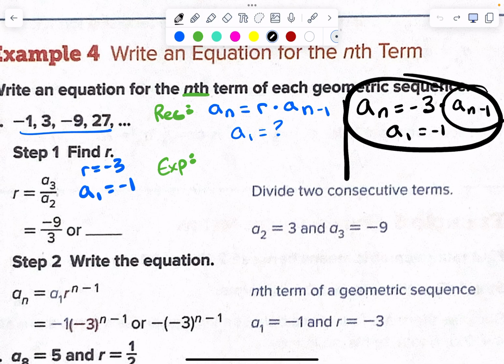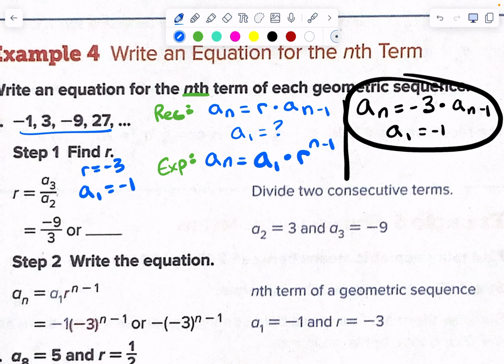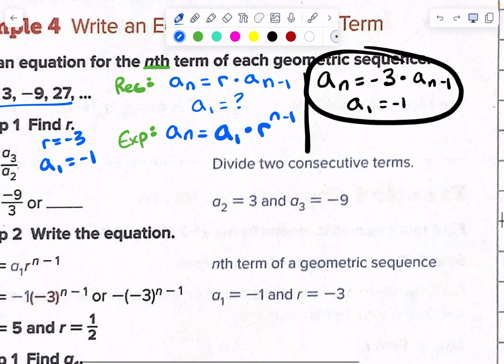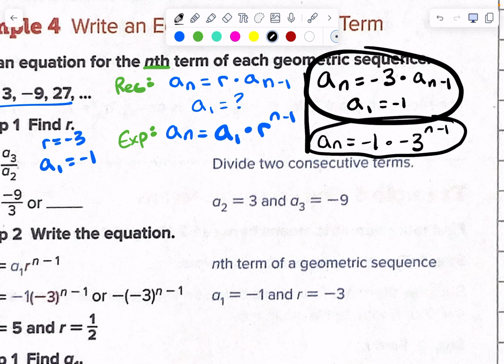The only thing you really plug in is the rate. Could you do a semicolon? Sure, that's fine. For explicit, here's your formula: A sub n is equal to A sub 1 times R to the n minus 1 power. And we don't have to have that second piece. I don't have to tell you what A1 is because it's already there. So help me fill in this one. A sub n is equal to what? -1 times -3 to the n minus 1 power. Okay? Got it?